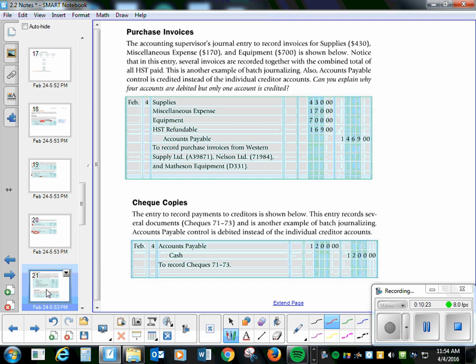Purchase invoices: the accounting supervisor's journal entry to record invoices for supplies, miscellaneous expense and equipment is shown below. So they're batching all of those together and putting them into the accounts payable. The entry to record payments to creditors is shown below. The entry records several documents, checks 71 to 73. So they're paying a total of $1,200, and so their cash has to be credited $1,200.